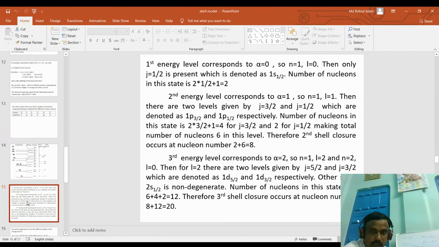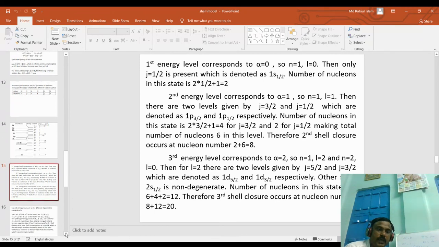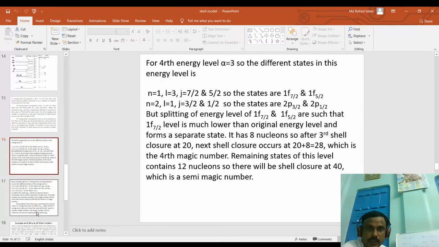And the third energy level corresponds to alpha equals 2. So n equals 1, L equals 2, and n equals 2, L equals 0. Then for L equal to 2, there are two levels given by J equal to 5 by 2 and J equal to 3 by 2, which are denoted by 1d 5/2 and 1d 3/2 respectively. The other state, 2s 1/2, is non-degenerate. The number of nucleons in this state is 6 plus 4 plus 2 equal to 12. Therefore, the third shell closure occurs at nucleon number 20, which is a magic number. And in a similar way, the fourth and fifth energy levels have been calculated, and the last magic number has been left as an exercise for you. You do it on your own and show me the result.